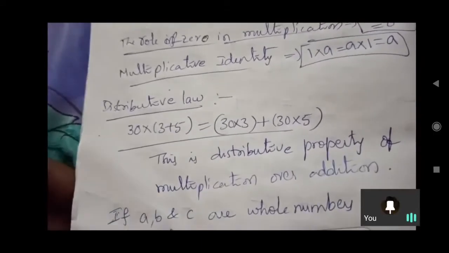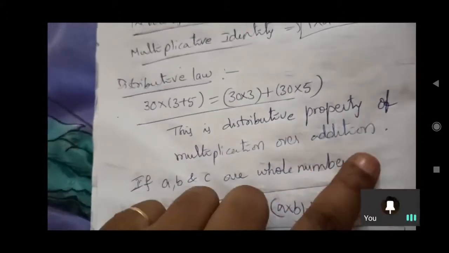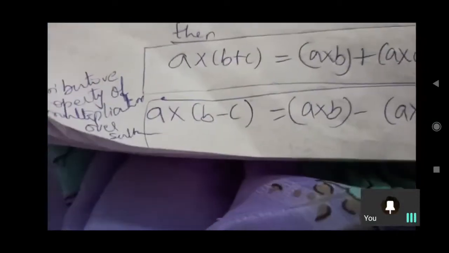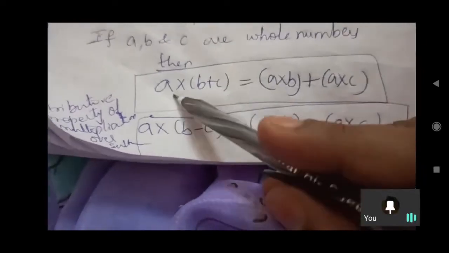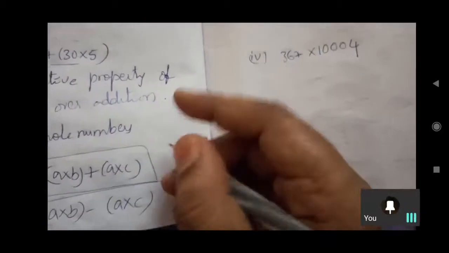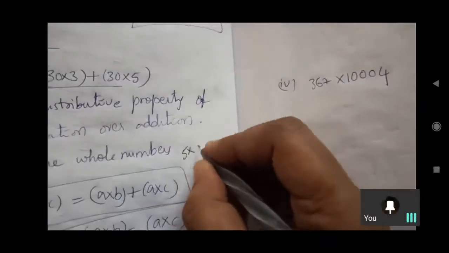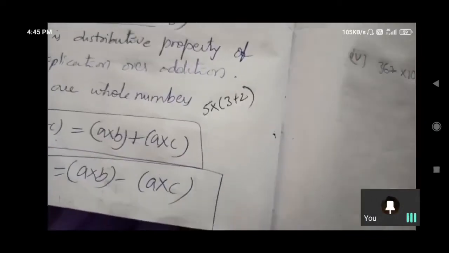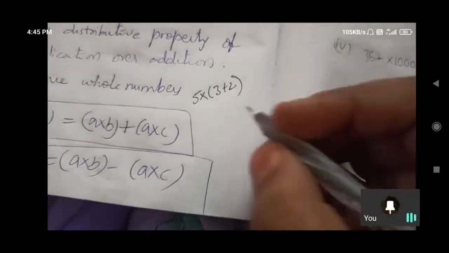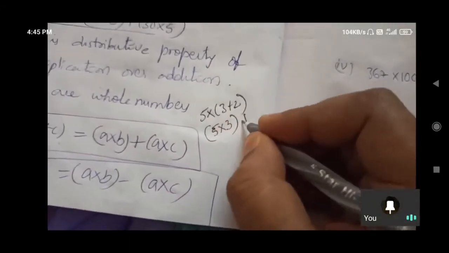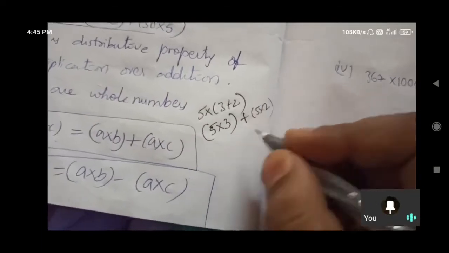Next one is distributive law. Distributive property of multiplication over addition. For example, here A, B, C are whole numbers. A into B plus C, nana. A into B plus C. Common తీయడం అంటారు కదా. 5 into 3 plus 2. Okay na? How can we do? This is a common multiplication for these two numbers. So we can do like this: 5 into 3 plus 5 into 2. We can also do like this.